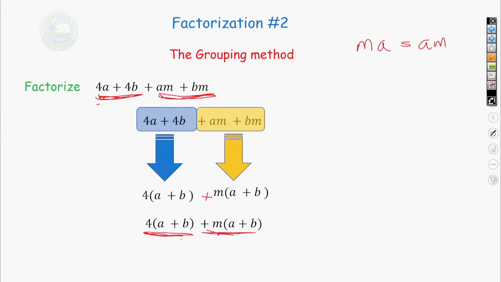Utilizing that distributive property again, we are going to take out the common factor. What's the common factor? The common factor is A plus B. And A plus B was multiplied by what here? 4. A plus B was multiplied by what here? M. So it is (A + B) into (4 + M). And we have completely factorized it.